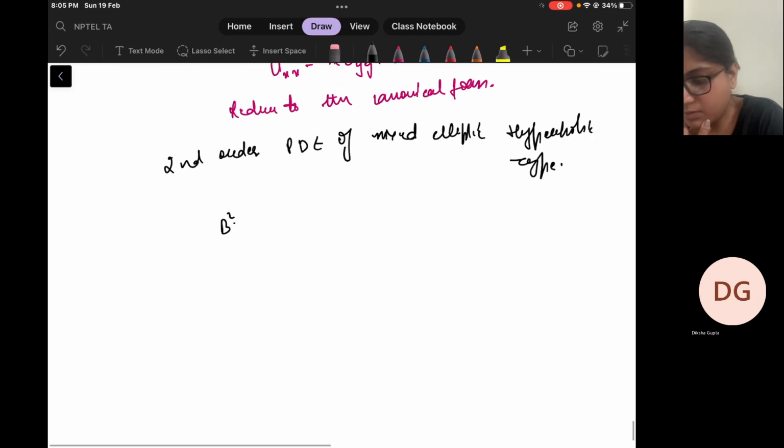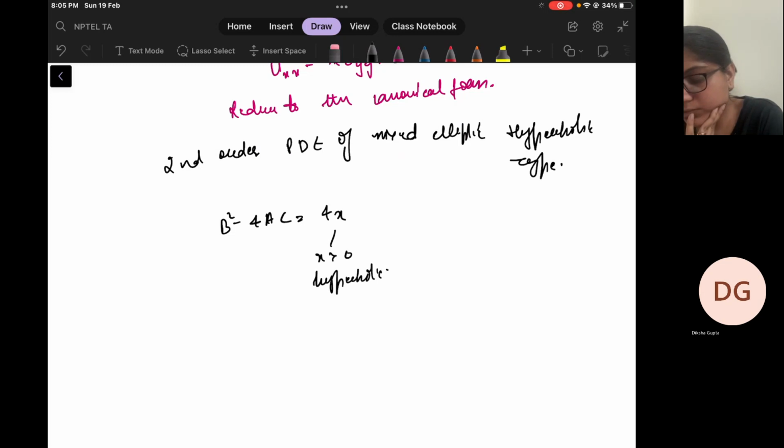So the discriminant will be 4x. You can check this. So this will be hyperbolic for x greater than 0. It will be elliptic for x less than 0, and for x equal to 0 it is parabolic.